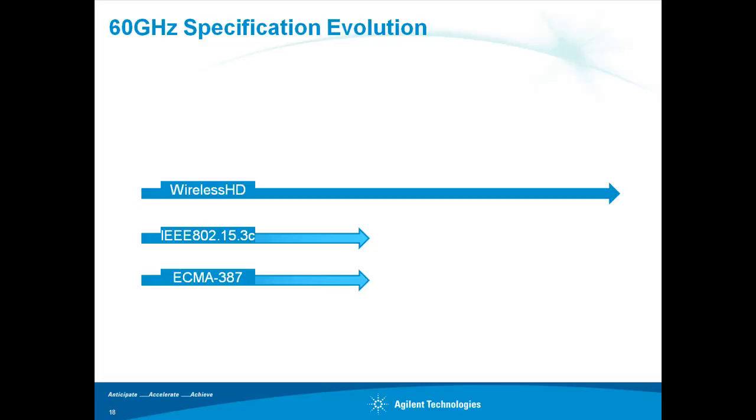ECMA 387 is also a collection of almost everything you would possibly want to do at 60 GHz, and probably as a consequence, has also seen no commercial development.